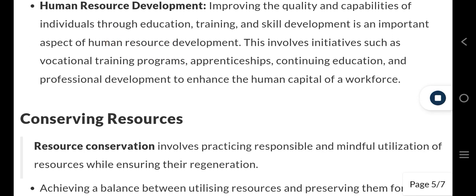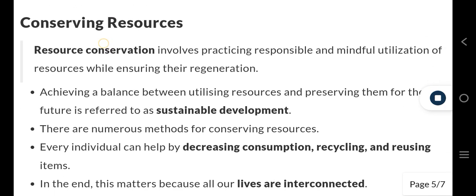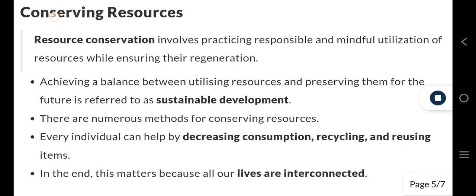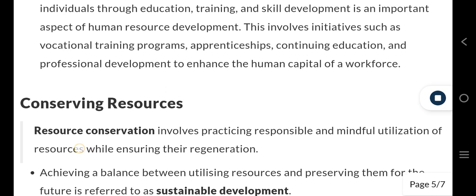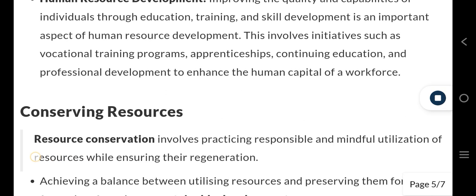Human resource development. Improving the quality and capabilities of individuals through education, training, and skill development is an important aspect of human resource development. This involves initiatives such as vocational training programs, apprenticeships, continuing education, and professional development to enhance the human capital of a workforce.